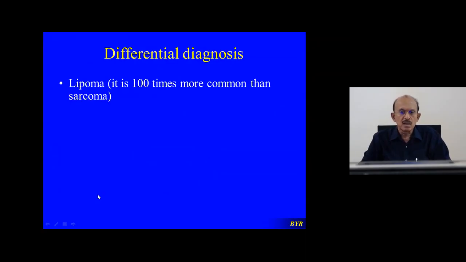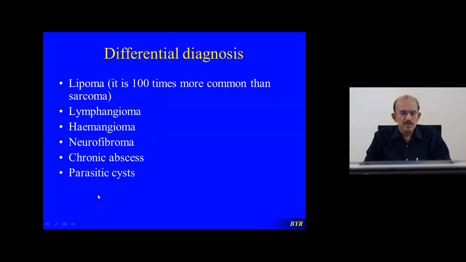Differential diagnosis: lipoma. Lipoma is 100 times more common than sarcoma. Then lymphangioma, hemangioma, neurofibroma, chronic abscess, parasitic cyst, hematoma, aneurysm.